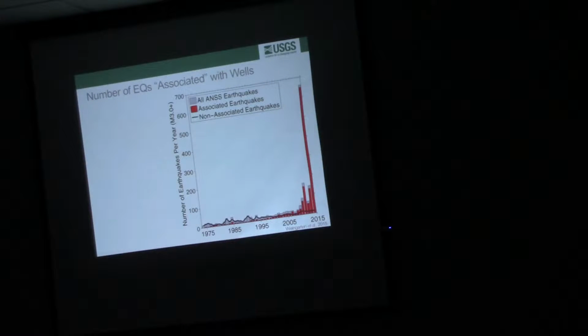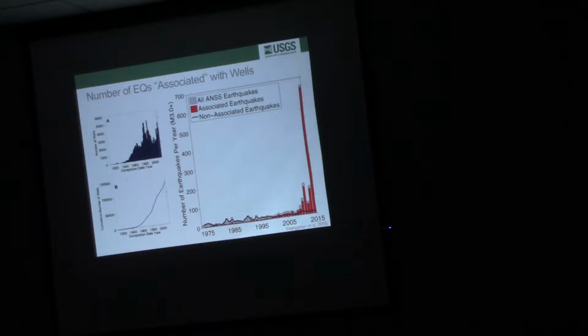And looking at a count of earthquakes, again, we recognize this hockey stick graph showing the dramatic increase in earthquakes. And this black line is showing us the count of non-associated earthquakes, earthquakes that can't be potentially connected with injection wells. And you can see it stays pretty flat. And so pretty much all of the slack of this increase is being taken up by this red bar, the associated earthquakes.